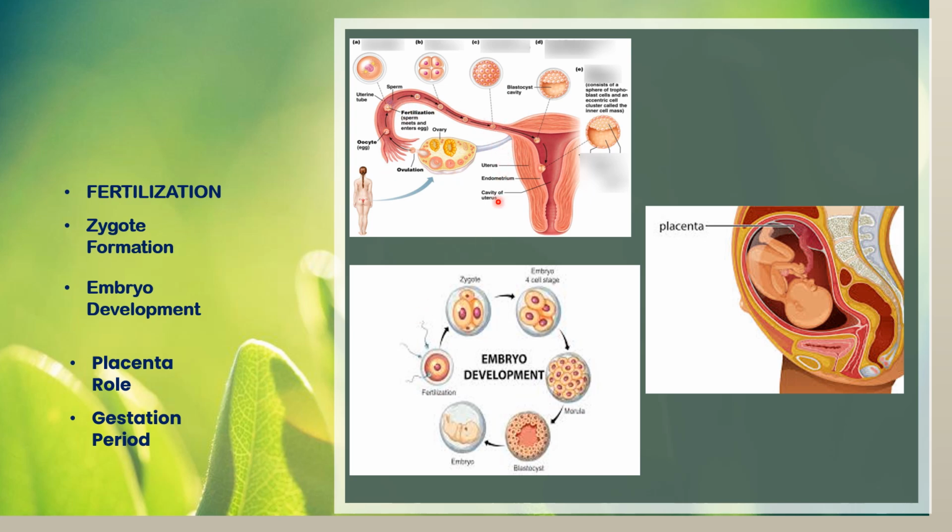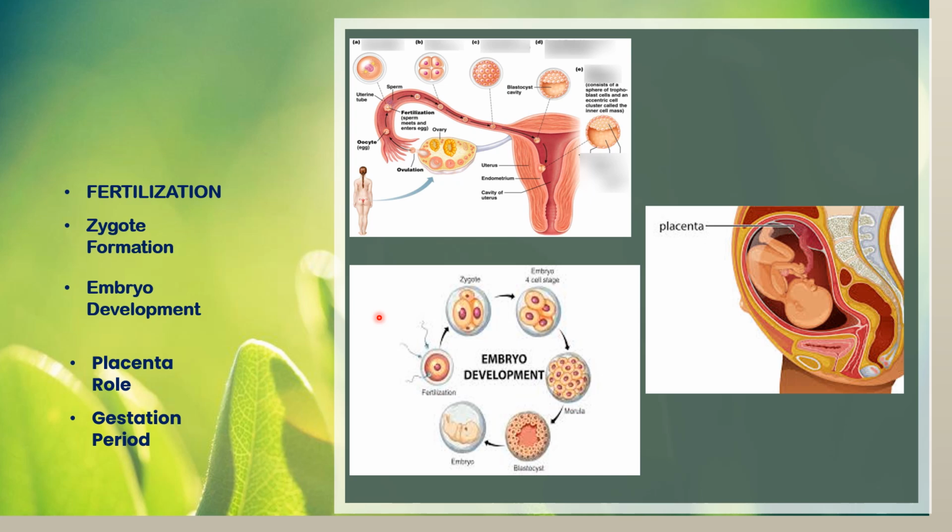Usually fertilization is of two types. One takes place externally, outside the body, as we usually see in frogs. And some fertilization happens inside the body, like in humans.